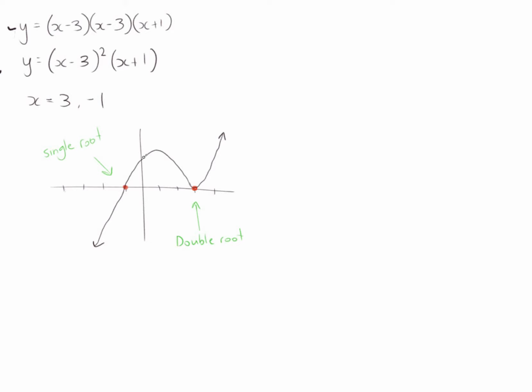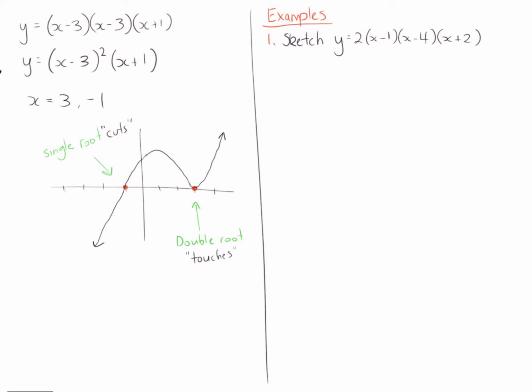So a single root cuts the x-axis like we've seen previously, whereas a double root just touches the x-axis. You might do a few examples now.